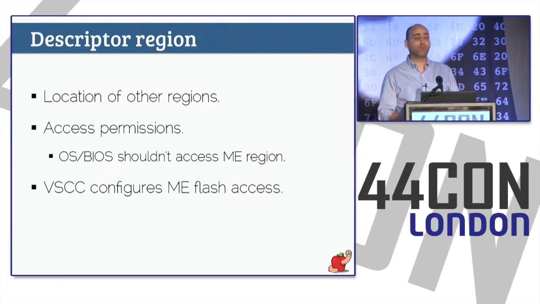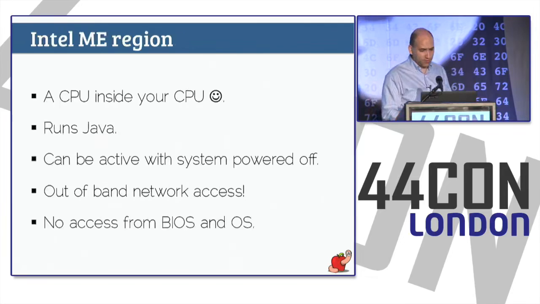What is the descriptor region? It shows you the location of other regions. It tells you where everything else is. It contains access permissions. For example, you don't want your gigabit Ethernet card being able to talk to the area where the BIOS is, because that gives you right away a rootkit hint. You attack your Ethernet card, you flash the BIOS from the Ethernet card, and you have a nice rootkit coming from the Ethernet card. For example, the Intel management engine region, you also want to protect this, because this feature is really powerful. Let me show you, where is it?